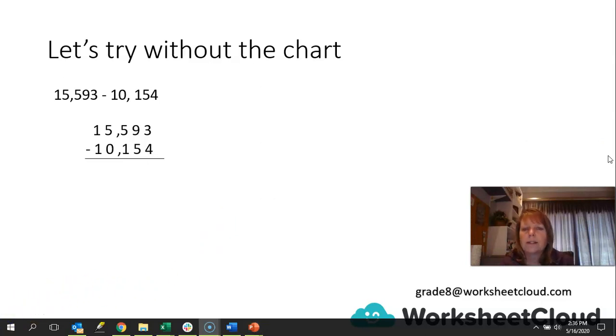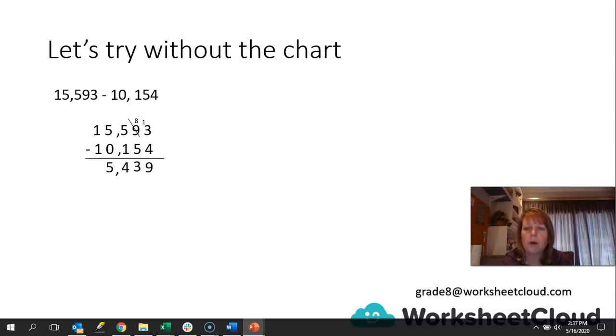Sorry guys, I just realized that the second number had been copied down incorrectly, so I've fixed that now. We still need to borrow from the 9, so we will cross out the 9, make that an 8, and we've got 13 minus 4, that gives me 9. 8 minus 5 gives me 3. 5 minus 1 is 4. Don't forget our comma. 5 minus 0 is 5, and 1 minus 1 is 0.